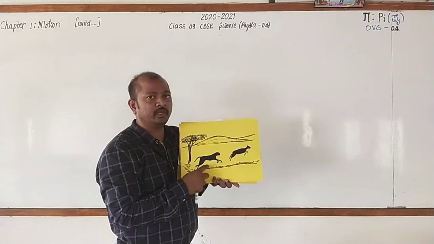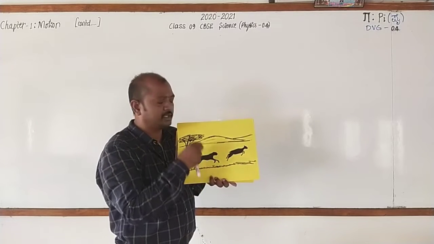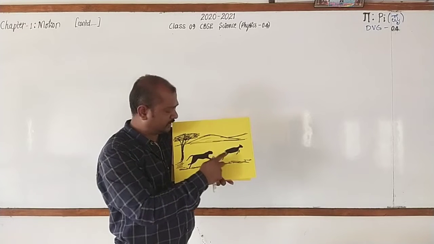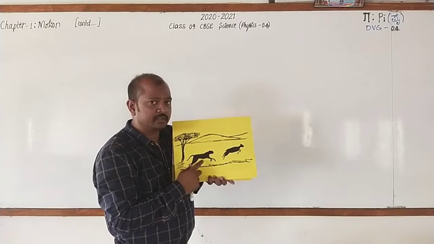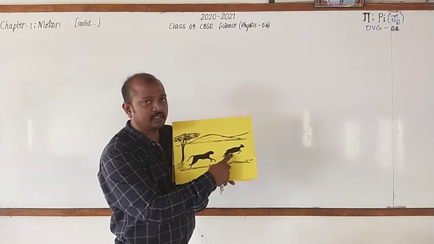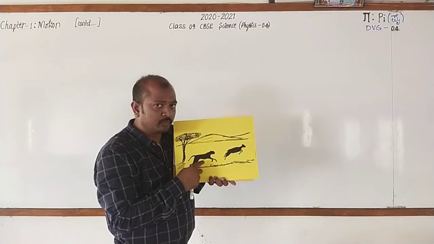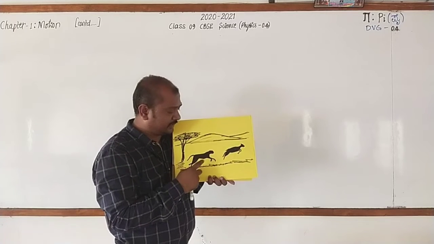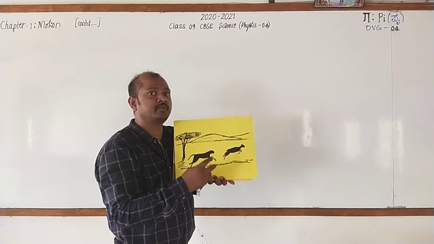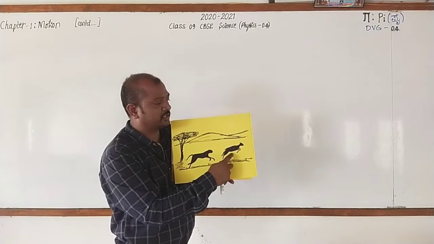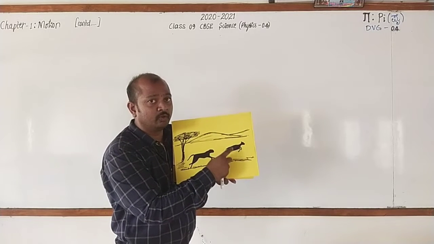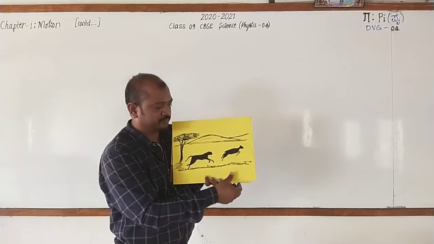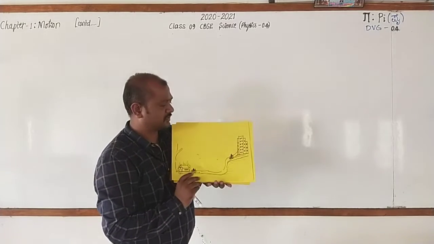Next, observe this third picture. It is quite a common scene in the forest. Here a cheetah is running to catch a deer. Should it move with the same speed or should it change? Yes, it has to move faster. How much faster? It has to move faster than the deer. Then only can it catch it. Right? Here also there is a change in the speed.